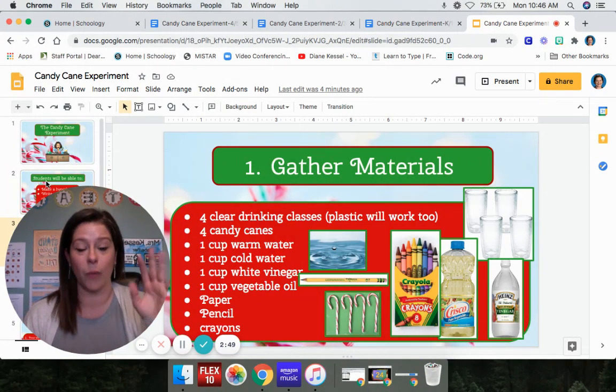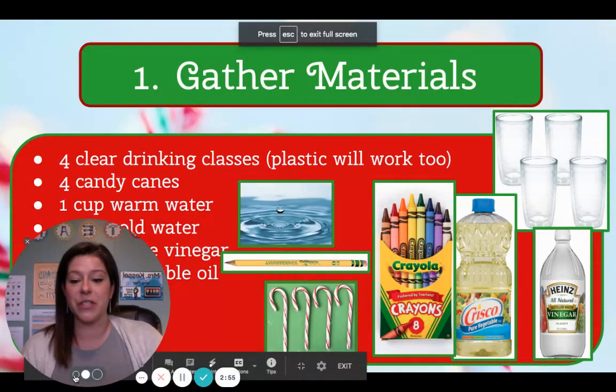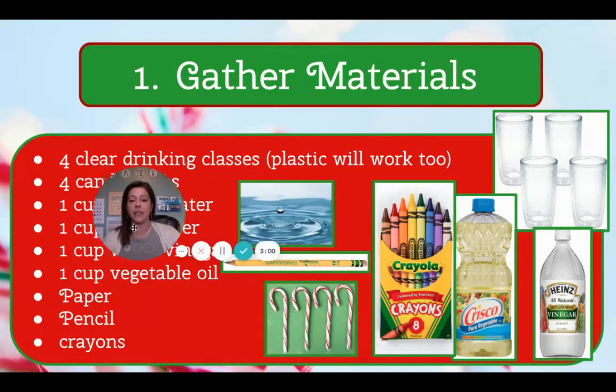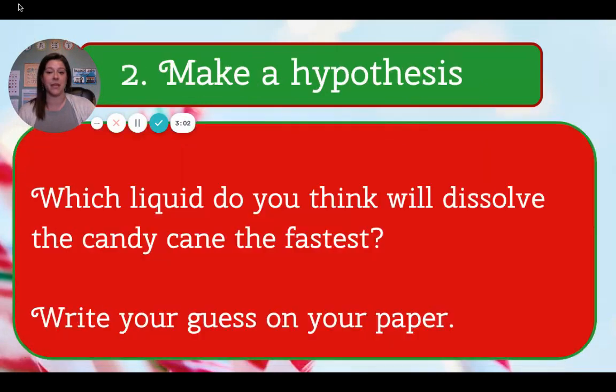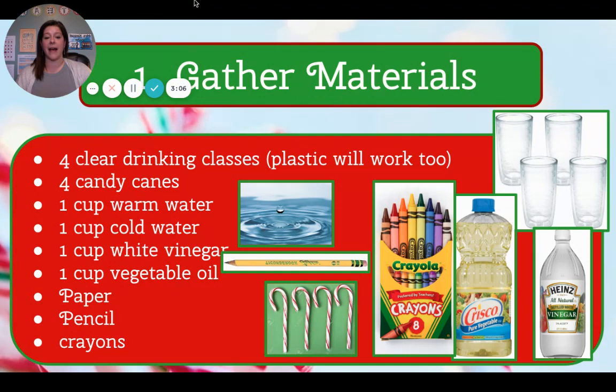So right now, what we need to do is gather our materials, and I'll make this bigger so we can see it. We have some materials you're going to need. The first thing you're going to need is 4 clear drinking glasses. They can be cups or glass. Oops, let me go back. 4 clear drinking glasses, okay? So you need 4. They should all be the same size, and they all need to be clear. You need to see through them.